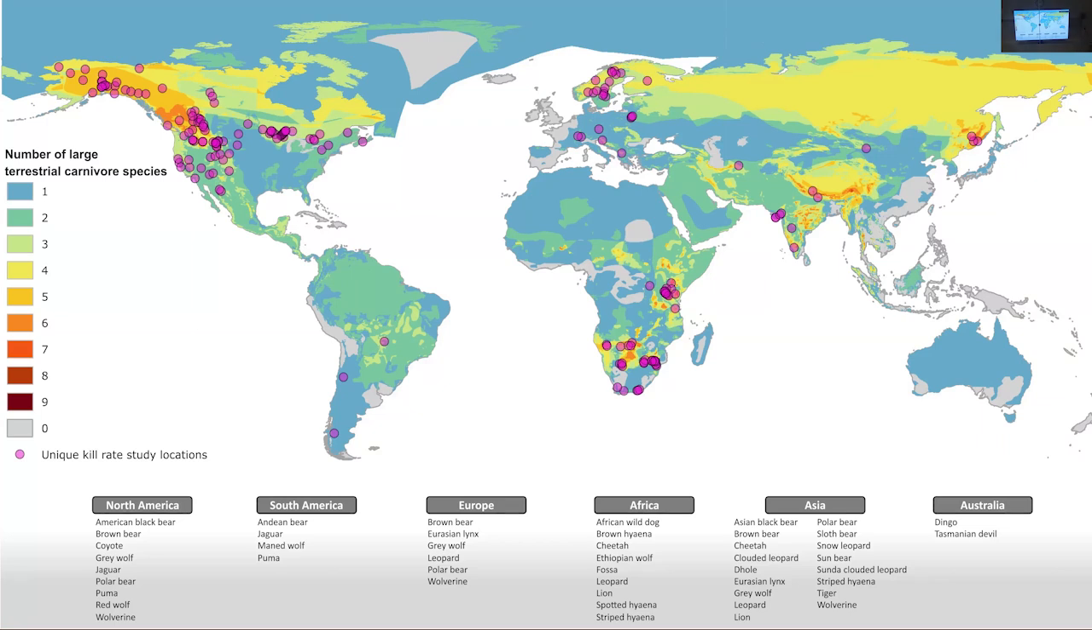As we can see, the pink dots show the kill rate studies. In Asia, you've got a lot of yellow, orange and red, and we've got 17 large carnivore species, yet only a handful of studies. So it just shows that it's really understudied in that part of the world. As far as we could tell, we were limited to studies written in English. I don't know if there may have been things published in other languages that I didn't come across, but I would say that what we found was representative of the trends in what's been published.